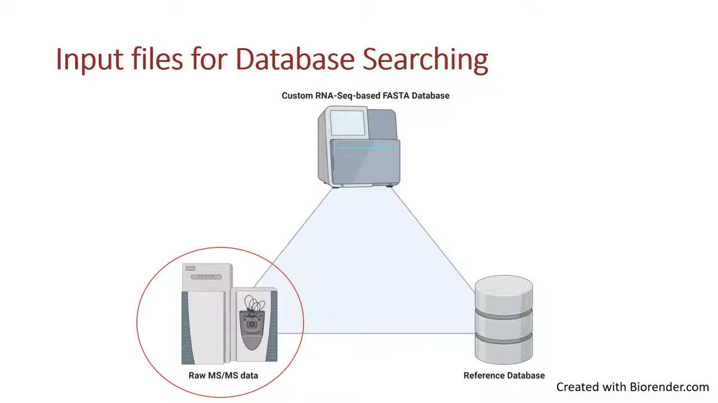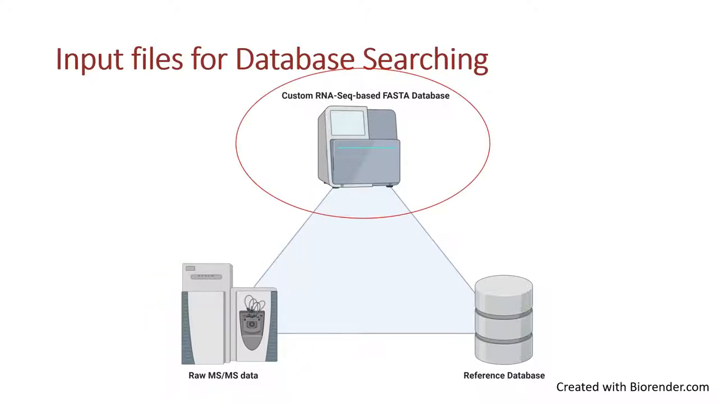The first input file or files that are needed are the raw mass spectrometry data for the experiment you mean to analyze. It is important that the files be in the Mascot Generic Format, or MGF. If they are not, the files can be converted using open source tools like MSConvert, which can be found right in Galaxy.